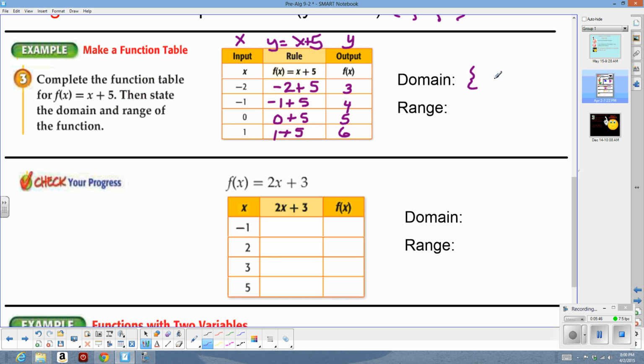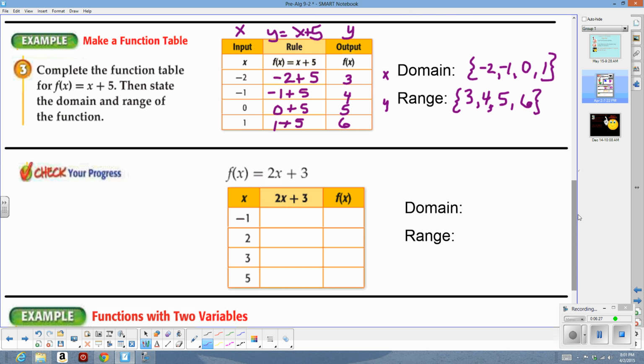So our domain is going to be our input. So -2, -1, 0, and 1. And our range is our output. That's going to be this column. It's going to be 3, 4, 5, and 6. The one way that I remember domain and range is I think alphabetically. Domain comes before range and x comes before y in the alphabet. So the domain is the x values and the range is the y values.